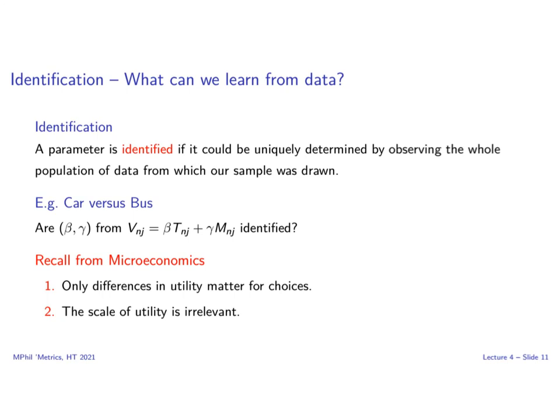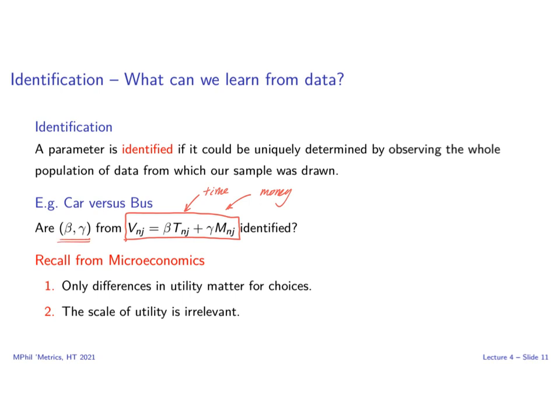Our goal when writing down a random utility model is to identify and estimate the parameters from our specification for the representative utilities V_nj. In the car versus bus example from the previous video, we supposed that V_nj is equal to beta multiplied by t_nj plus gamma multiplied by m_nj, where t and m were the time and monetary costs of a given mode of transportation, j, for a particular decision maker, n. Here, the parameters of interest are beta and gamma.